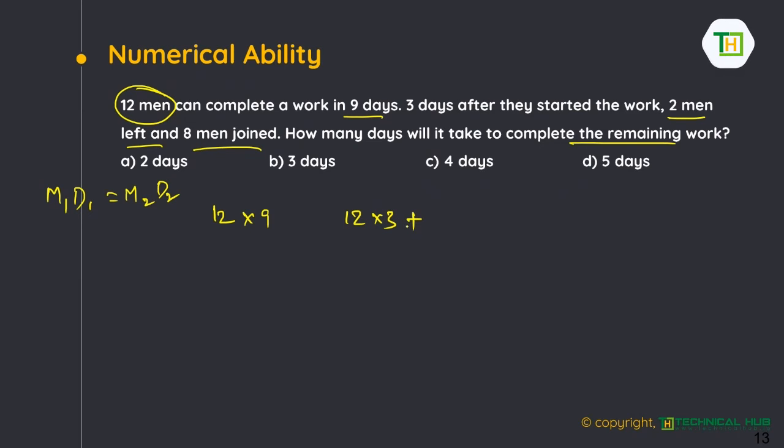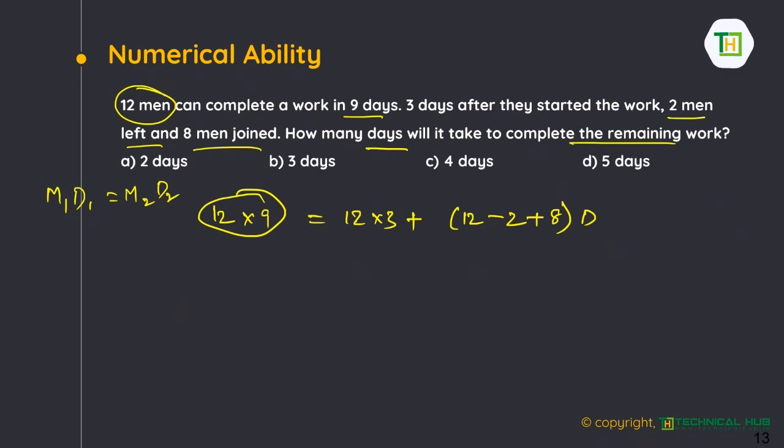3 days after they started the work, 2 men left. It means the first 3 days all 12 men will be there. So in the first 3 days, total work done by them is 12 into 3. After that, 2 men left and 8 men joined: 12 minus 2 plus 8. This is the total number of men at present. Now we need to calculate the number of days. Let us take the time period as D. Initially, 12 men can complete a work in 9 days. Therefore, total work is equal to 12 into 9.